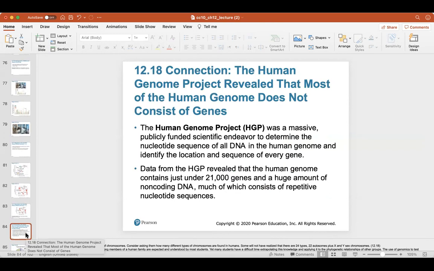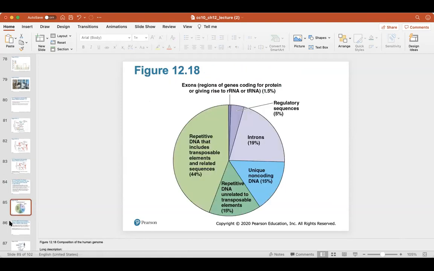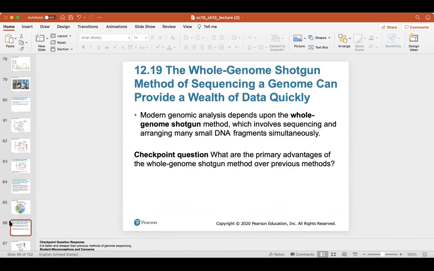The Human Genome Project was a massive publicly funded scientific endeavor to determine the nucleotide sequence of all the DNA in the human genome and identify the location and sequence of every gene. So this is really cool. That happened several years ago. Data from this project reveal that the human genome contains just under 21,000 genes and a huge amount of non-coding DNA, much of which consists of repetitive nucleotide sequences. So here's a look at the repetitive DNA, the introns, the non-coding DNA, and the repetitive DNA.